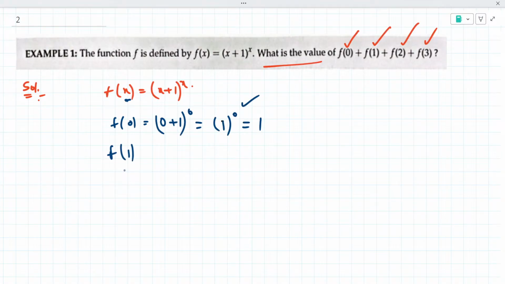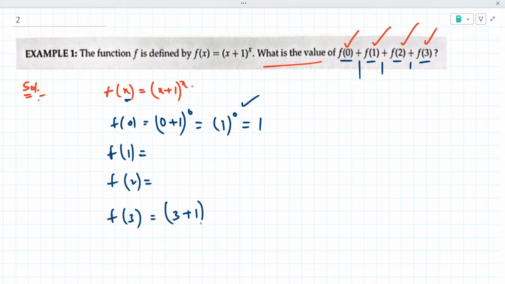Then what is f of 1? After getting f of 0, f of 1, f of 2, f of 3, we are going to add all of them. Can you just text me what is f of 1 quickly? You just do f of 1, f of 2. I am going to solve f of 3. So that's going to be 3 plus 1 whole power 3, that is 4 power 3, that is 4 into 4 into 4.